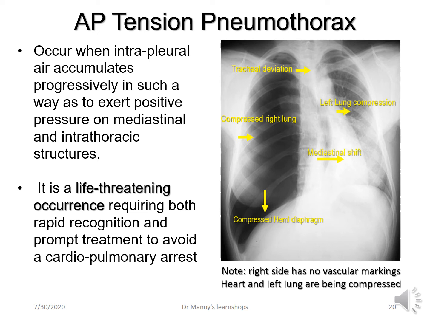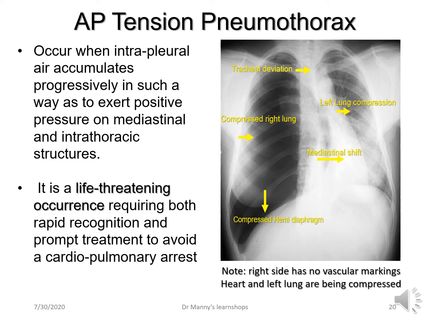And as a consequence of air accumulating in the pleura, it compresses the right lung. There's nowhere for the air to escape to, so it compresses even further, pushing down the hemidiaphragm. It pushes the heart to the left side, if it's a right-sided tension pneumothorax, causing mediastinal shift, which ultimately compresses the left lung.